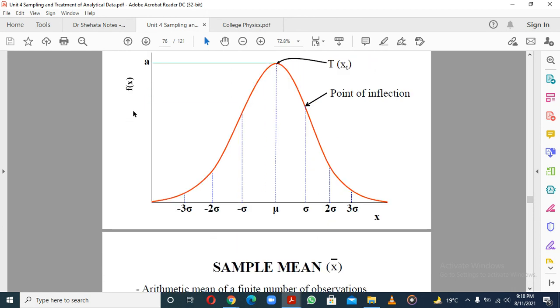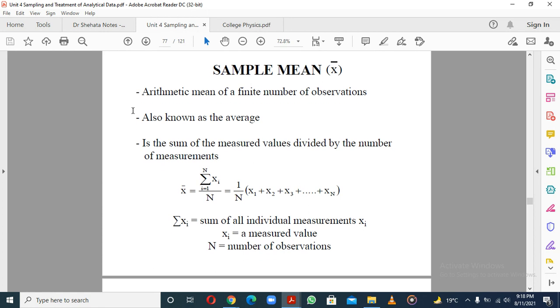So then what is the sample mean? The sample mean simply means the arithmetic mean of a finite number of observations, also known as the average. So if I get my copper ore and I've done my analysis, let's say I've used six replicate samples. When I get the different values for the amount of copper in that copper ore, I'm going to add them, then divide by 6.